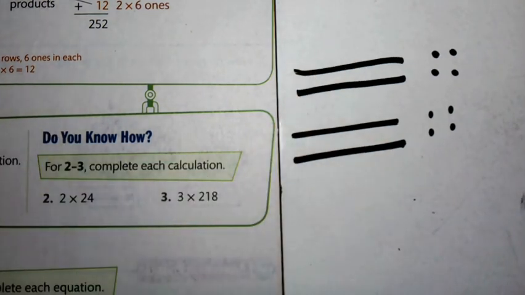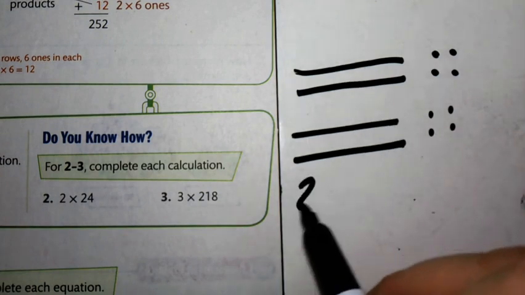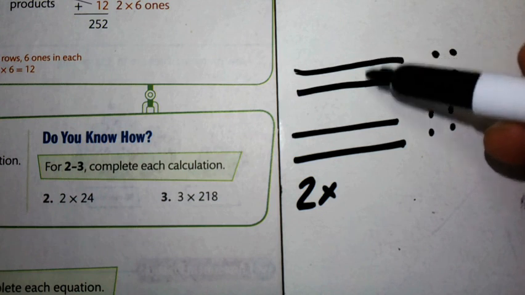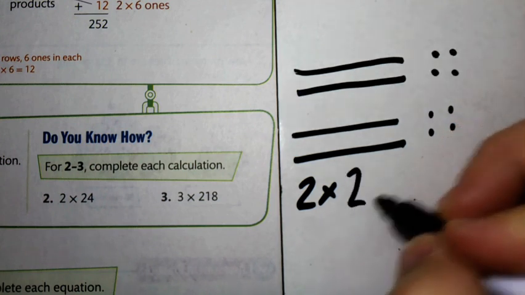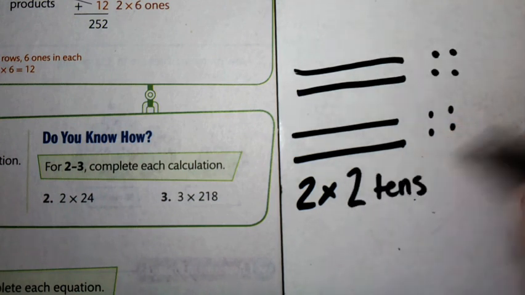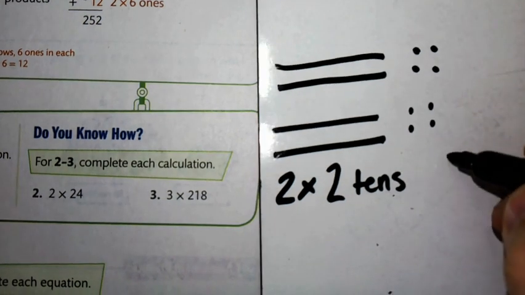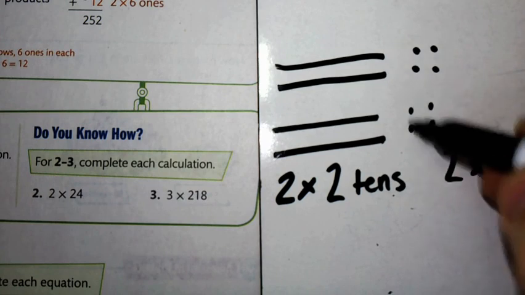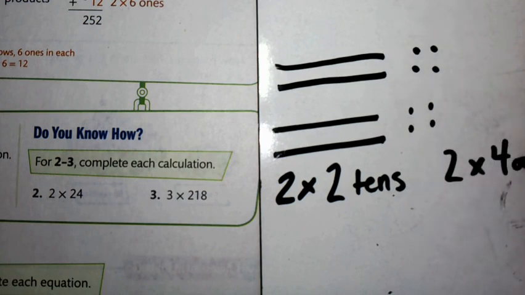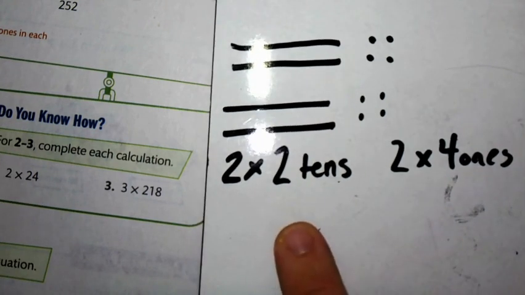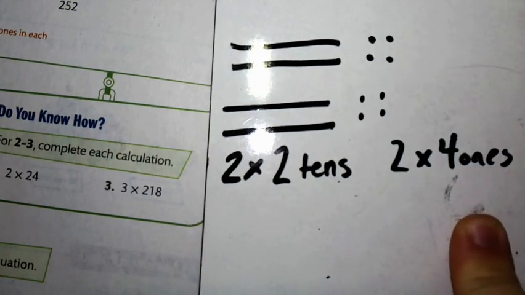So let's go ahead and start with our tens place. Well, I've got 2 rows times, and how many do I have? Well, I've got 2 sets of 10. So 2 tens. And then in my ones place, I've got 2 rows. So over here, I'm going to put 2 times, and how many do I have? Well, I have 4 ones. All right. So I've got 2 sets of 10s and 2 sets of 4.